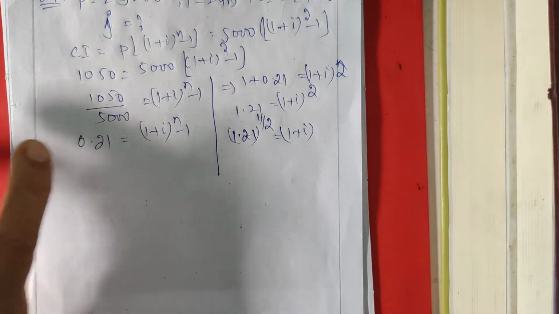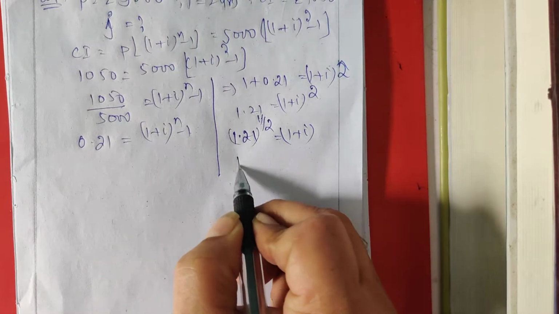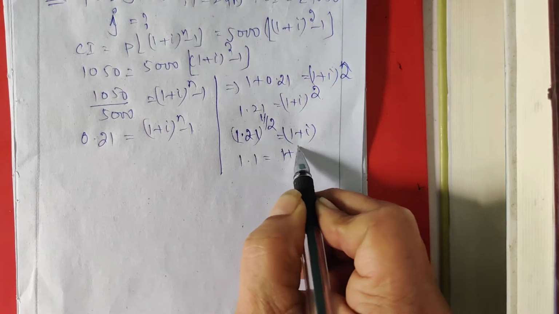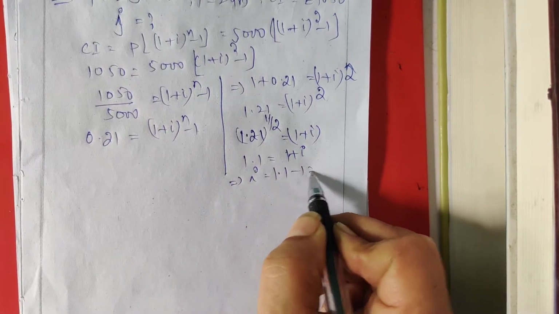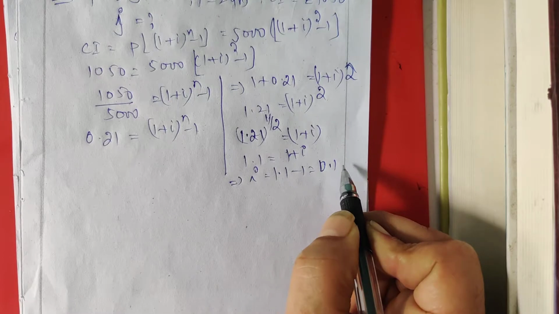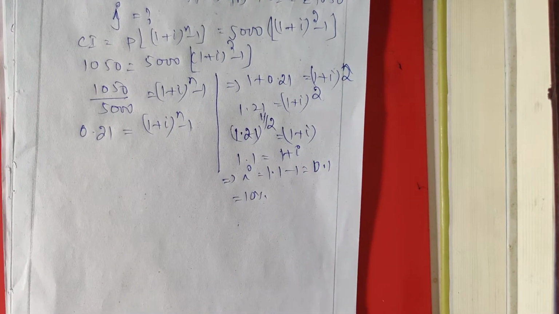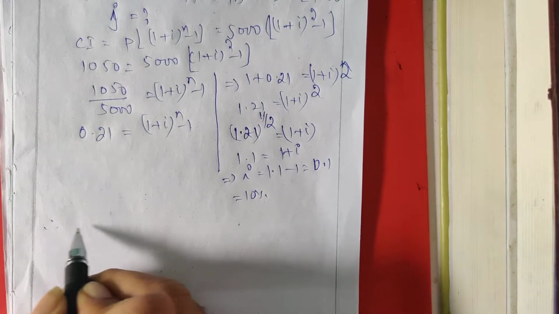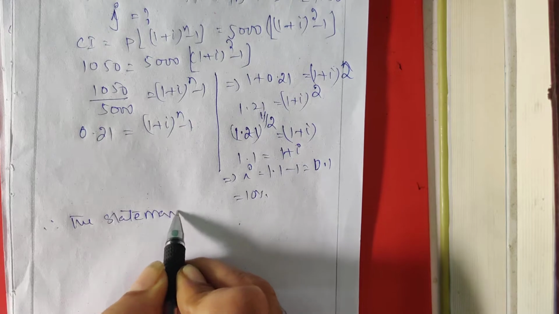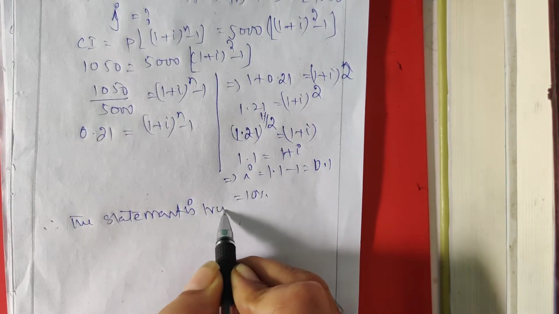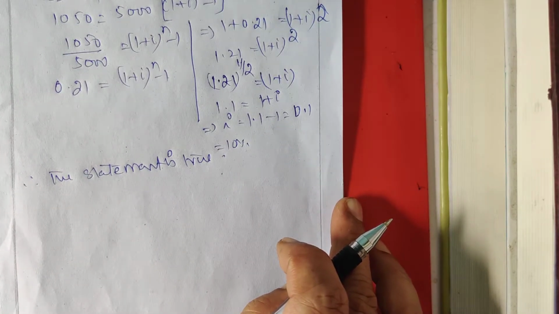1.21 square root is 1.1. 1.1 is equal to 1 plus i, which implies i is equal to 1.1 minus 1, which is 0.1. So this is equal to 10%. Therefore, the statement is true.